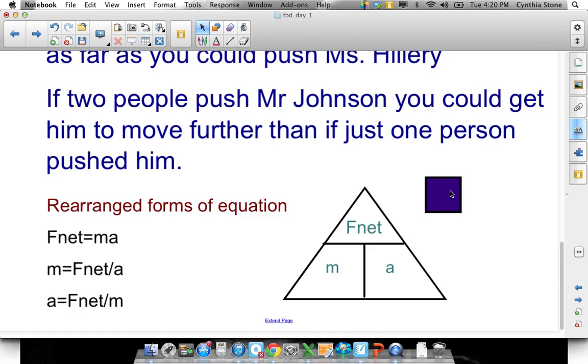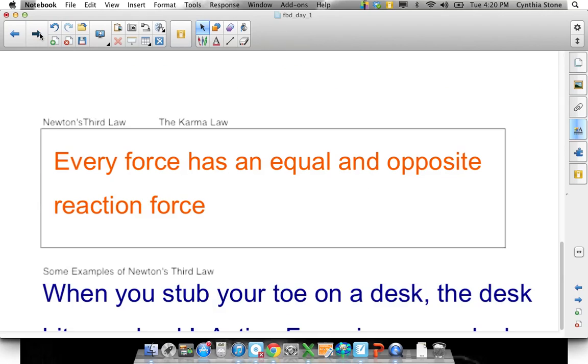Okay. Important notes: a is in meters per second squared, m is in kilograms, and F net is in newtons. If I'm going too fast, please pause and get writing.